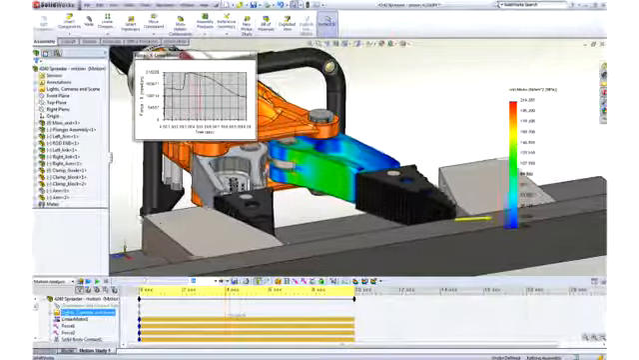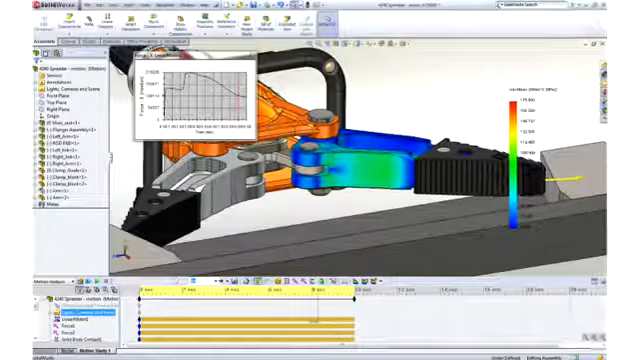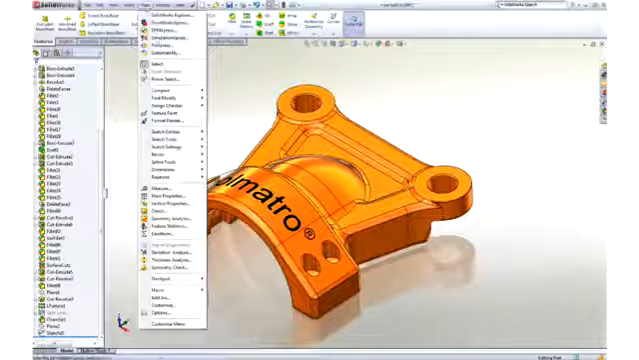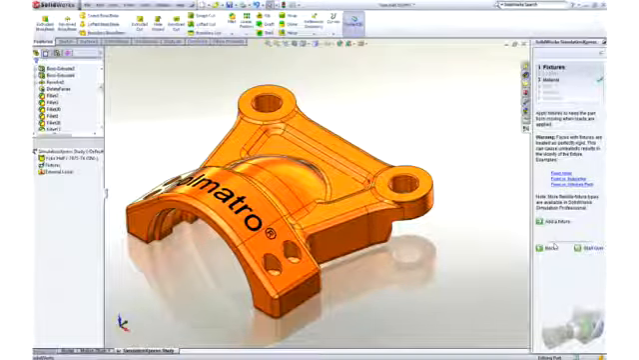If we're concerned about parts failing, deflecting too much, or reducing weight, this is the tool for the job. Simulation can be used from the part level all the way up to the complete assembly to easily identify if the design will meet our needs.